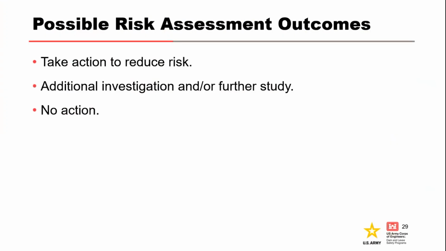So possible risk outcomes. Okay, you can take action to reduce the risk. Like it's high risk, we need to go out and do something. The risk is kind of marginal. We're not 100% sure. We need to do further studies to reduce the uncertainties in our risk, help us understand the path forward. Or best case scenario, we don't need to take action. The dam or levee is low risk, it's tolerable, and we can continue maintaining it. We're not going to just ignore it. We're going to put it back into routine maintenance and O&M.